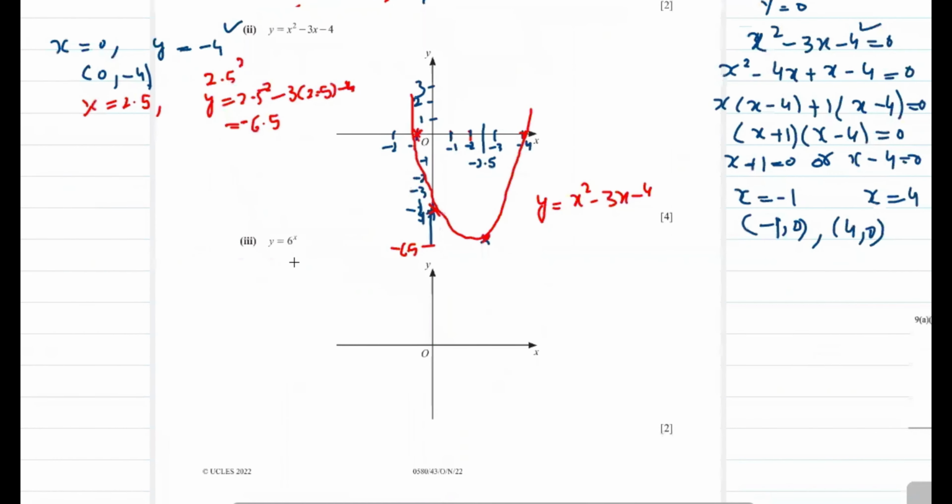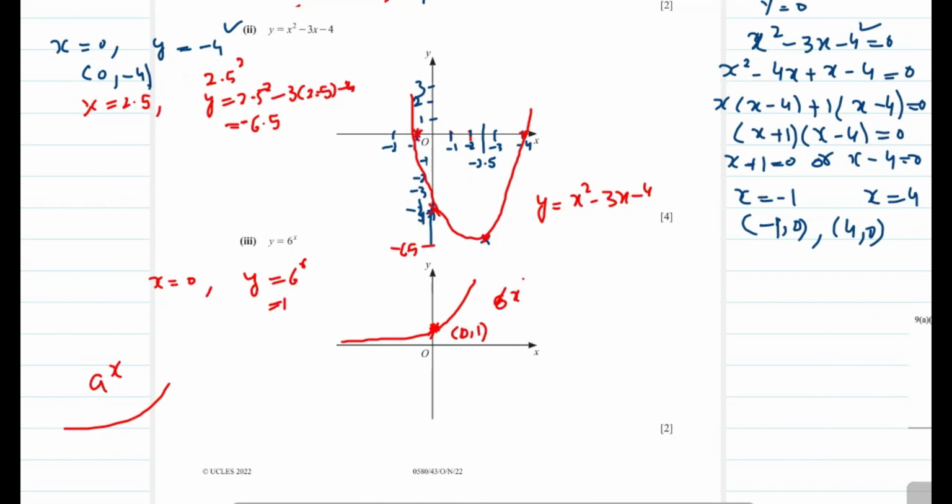Next is y equal to 6 power x. We take x equal to 0. The y will be equal to 6 power 0, which is 1. Now this is the point 0, 1, the y-intercept. Now you see here, this is the graph of a power x. You should remember the graph shape is this. And now we draw the graph here. You can see here, this is the graph shape of 6 power x. This is 0, 1, and this is the graph.